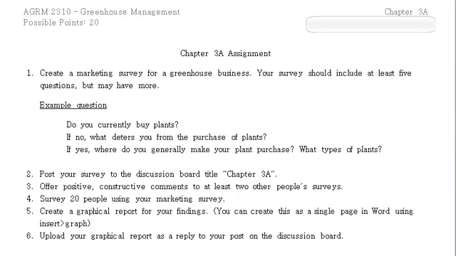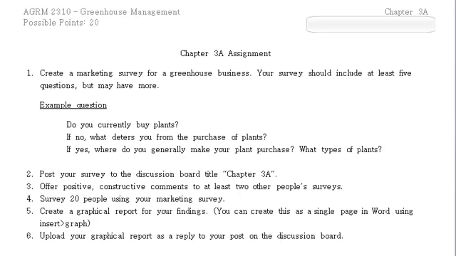Then you want to upload those graphical reports as a reply to your post so that everyone can see what the results were. We want to have this done by February the 23rd, because whenever we go into next week's assignment, you'll want to have those results posted so everyone could have seen those.